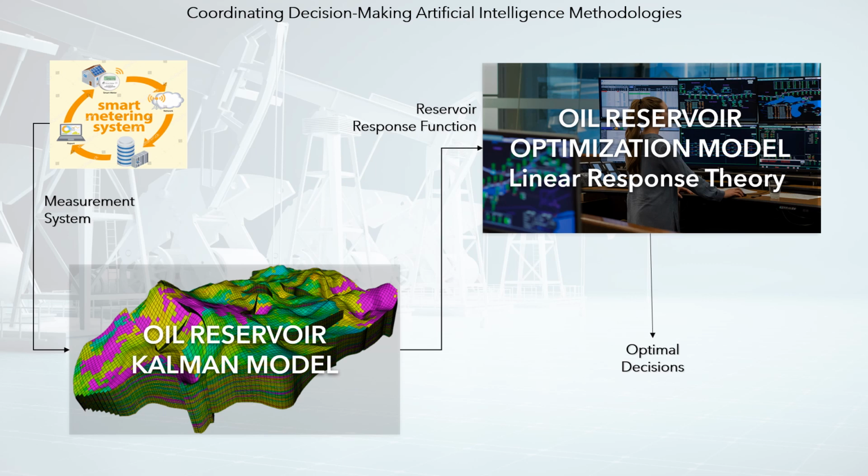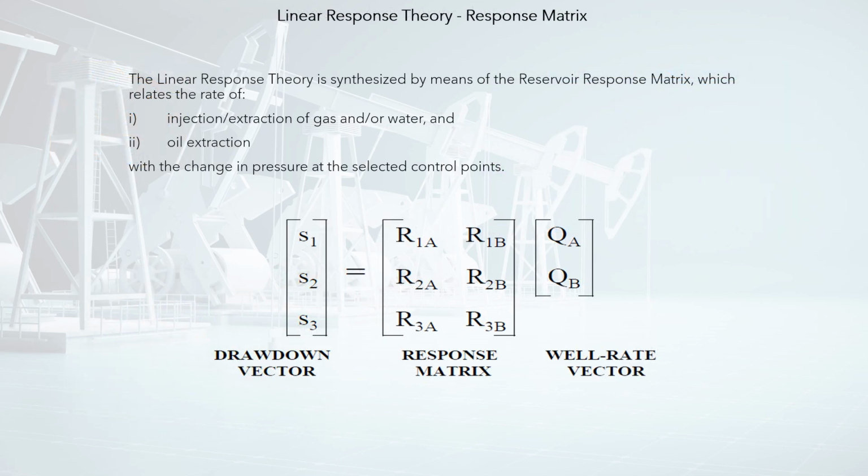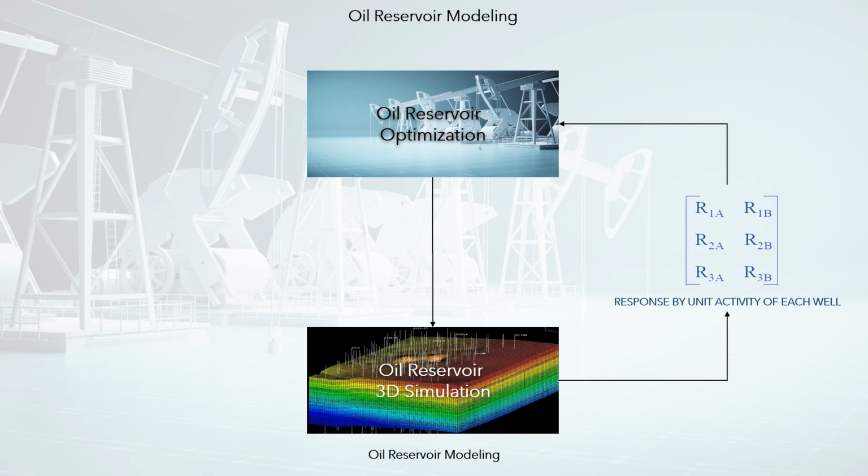In this case, the predictive model is based on the Kalman filter, and the optimization model is based on the linear response theory. The linear response theory is synthesized by means of the reservoir response matrix, which relates QA, the rate of injection or extraction of gas and/or water, and QB, the rate of oil extraction, with the change in pressure SI at the selected control points. The example considers I equal to 1, 2 or 3. The response matrix must be estimated by conducting experiments with the simulation model, and is the link between the two models.